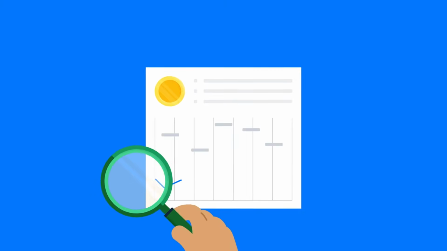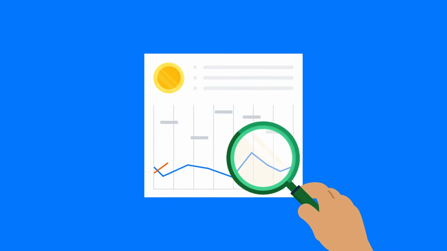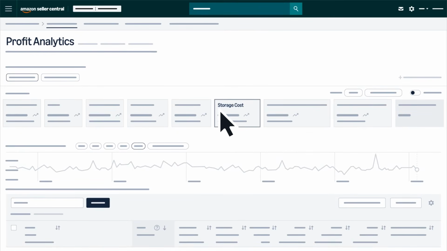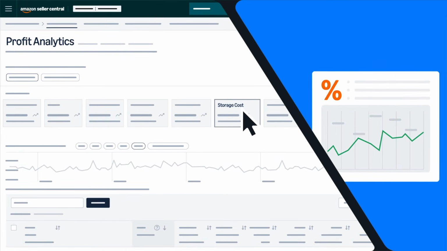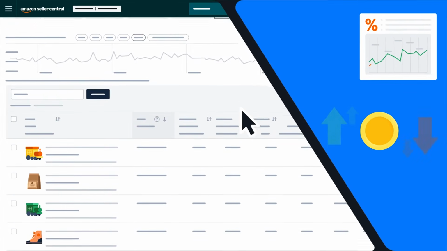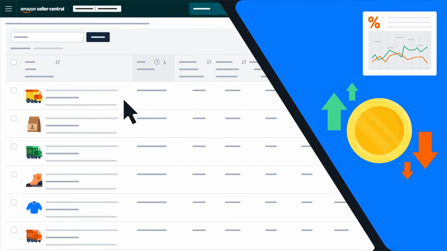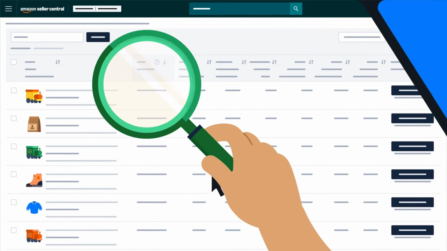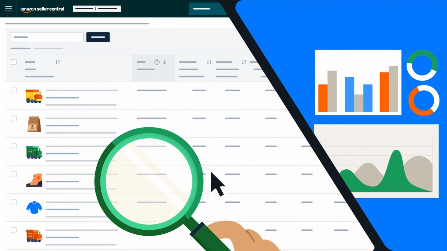To help you identify anomalies in your costs, you can analyze your costs in relation to your sales. For example, sorting products by storage costs as a percentage of sales quickly reveals which items have disproportionate storage expenses relative to their revenue. This helps you identify where to focus your optimization efforts.